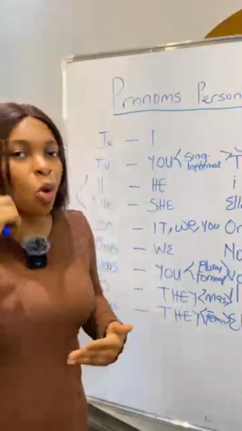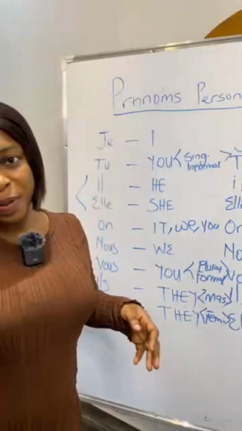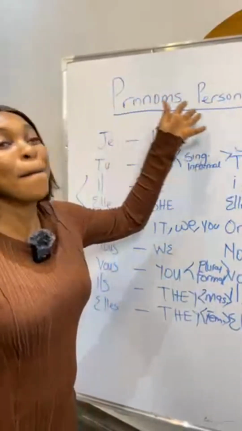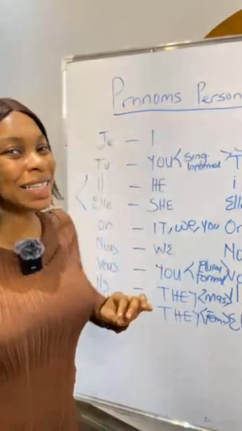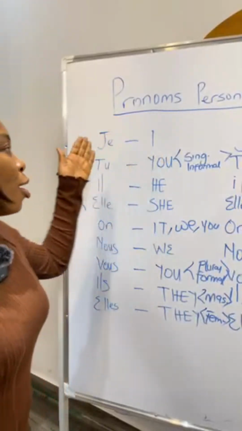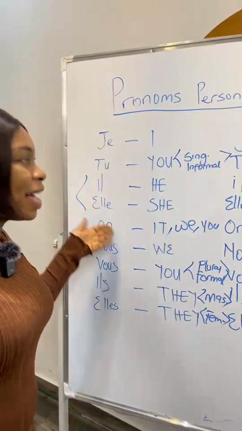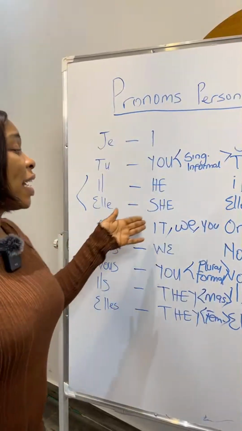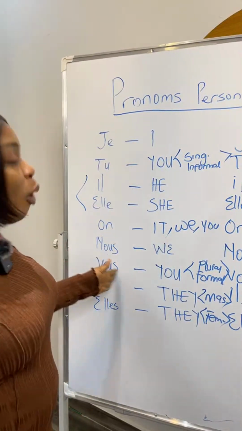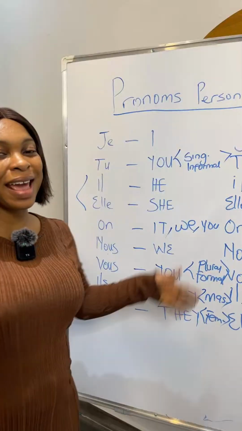So take note of this, and let's go one more time, and then we go to the next topic for the day. We start from the top again. Personal pronoun is pronom personnel. All right, that is personal pronoun. So let's go slowly. Je, I, tu, you, il, he, elle, she, on, it, we, you, nous, we, vous, you, ils, they, elles, they. Bravo!